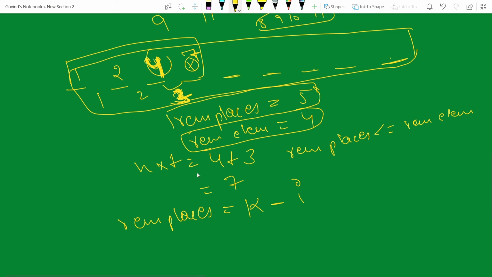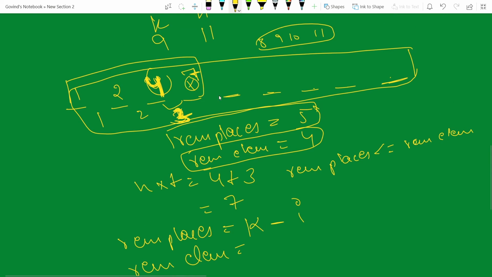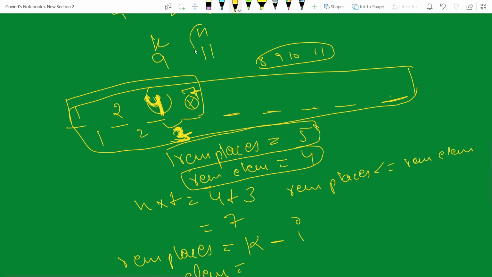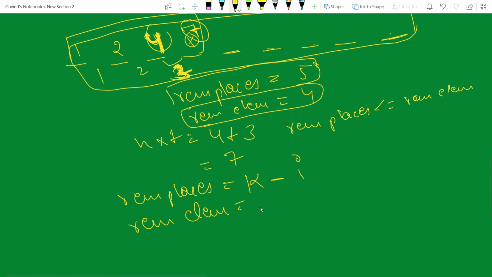And now what's the formula for remaining elements? What all remaining elements can I have? If I have total n elements I can use, and the last element that I put is 7, then I can use only 8, 9, 10, 11, that is n minus 7, that is 4. Okay, so it is n minus the next element.